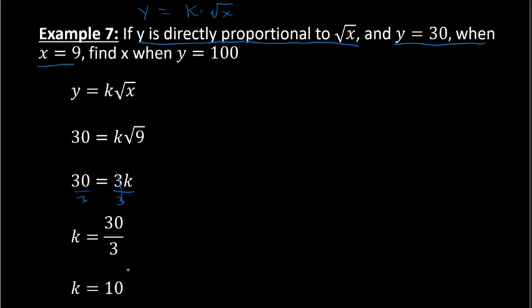So I'm not finished yet, but I can use this k to find x. So I now look at scenario 2. Find x when y is 100. I use the equation again. I plug 100 in for y and 10 in for k, sorry. So I have 100 equals 10 times the square root of x. So from here, I can solve for the square root of x by dividing both sides by 10. So we have the square root of x equals 100 over 10, which is 10.